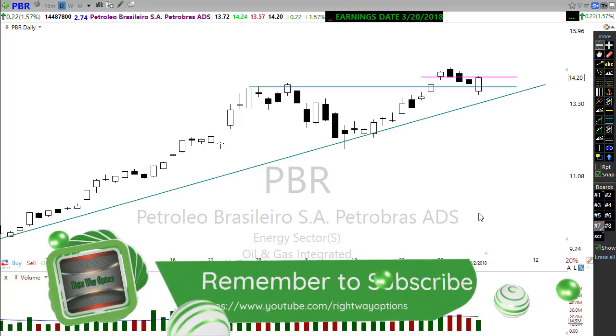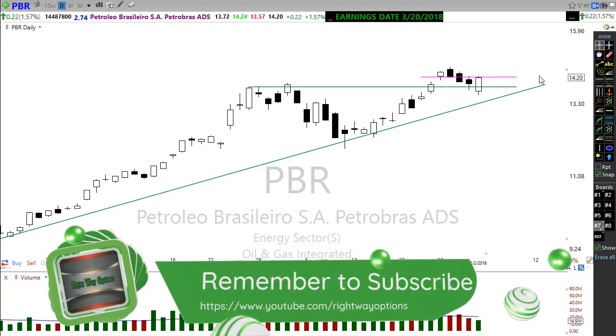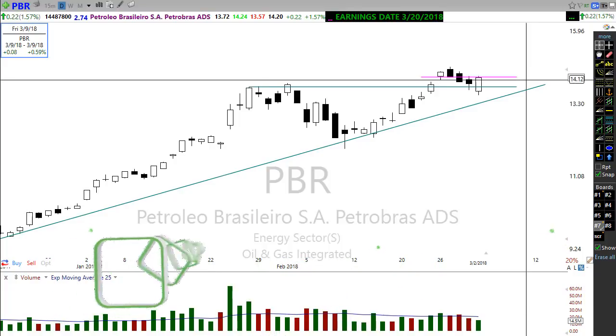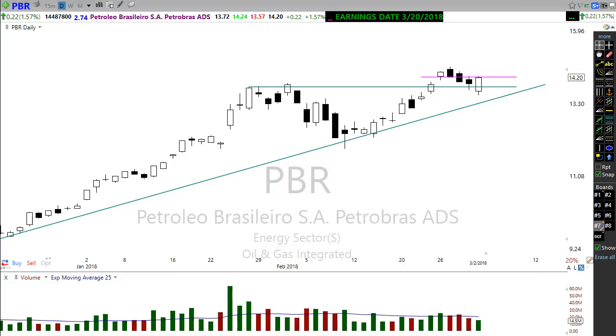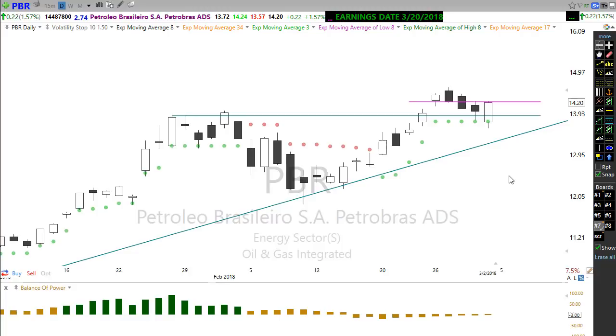Okay, so if I'm looking to enter, let's say I got in just at the end of the day on Friday, about 14, let's just call it 14.20. So I got into that trade at 14.20, and I'm going to set my stop loss below this candle. If we put on the vol stop, you'll see that the vol stop is agreeing with that.